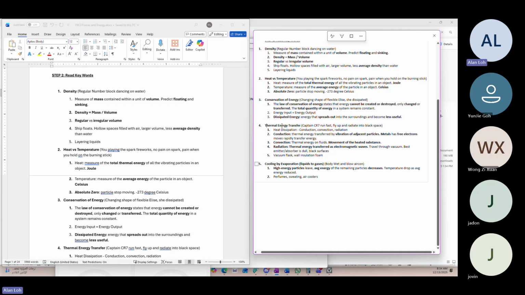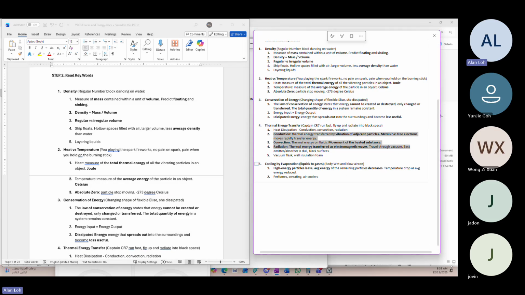Then thermal energy transfer. This is the Thor, yeah, the big guy, the Marvel superhero, right? And also the Captain Cristiano Ronaldo. Captain Cristiano Ronaldo is CCR. CCR is linked to conduction, convection, and radiation. Okay, we will know about the detail a bit later.